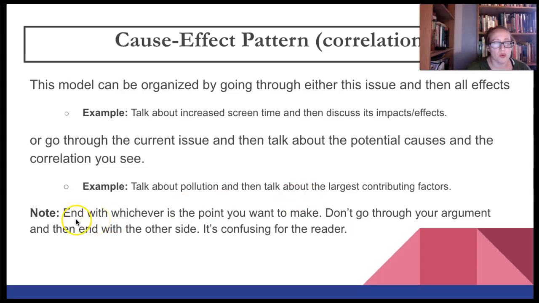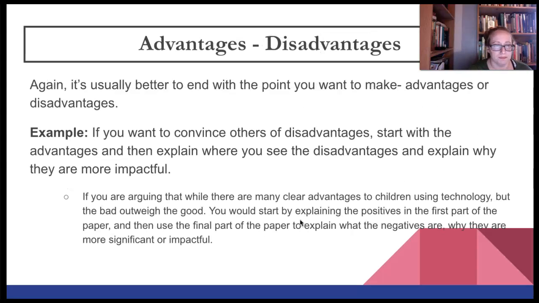Okay, so what you want to make sure you're doing is end with whichever point you want to make. One common error people will run into is they've actually gone through their argument first, or what they believe is the stronger point first, and then they end with the other side, which is really confusing to the reader because it makes it seem like you have a different opinion than you do. So you want to make sure whichever side is the strongest, whichever side is what you want to leave readers with, is what you end with.